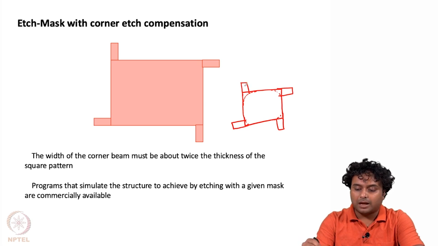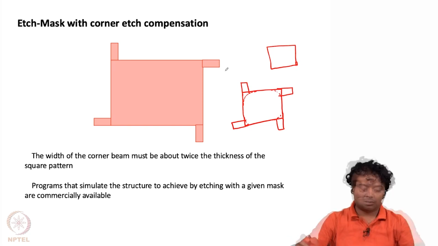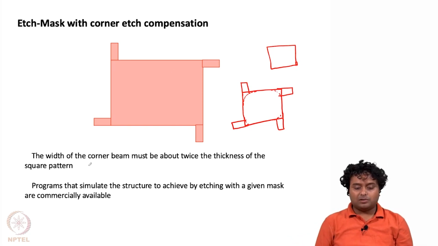So this dimension also we need to keep in mind, so that by the time our desired depth is etched, this region also should get etched. So ultimately the design after etching should come like this, without any convex corner cutting, and these regions will also not be there because of the under etching. And for that purpose, the width of the corner beam must be about twice the thickness of the square pattern.